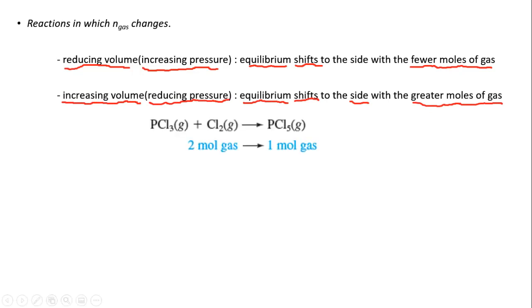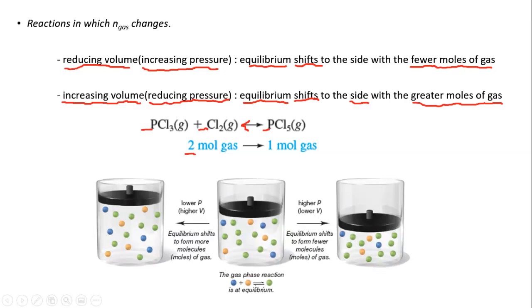So here we look at this equation, the synthesis of phosphorus pentachloride. I guess there should be an arrow here. So this system's at equilibrium. So on the reactant side, we look at the coefficients: 1 mole of phosphorus trichloride, 1 mole of chlorine gas. That's a total of 2 moles of gas. And on the product side, we have 1 mole of gas. And so this is a net difference of -1.